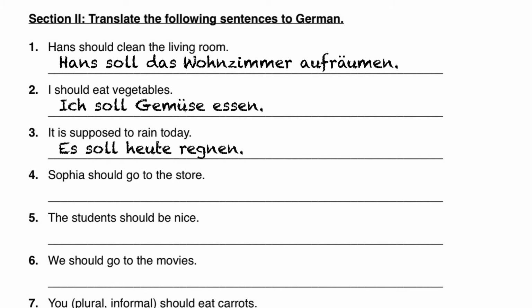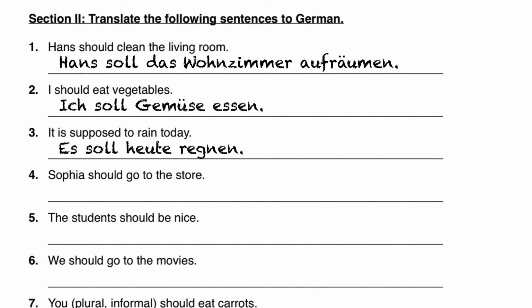Number 4, Nummer 4. Sophia should go to the store. In this one, we start off with the idea that Sophia doesn't change her name just because she's speaking German, and so we say Sophia. Then we have to conjugate sollen to go with Sophia, which is the es form, soll.